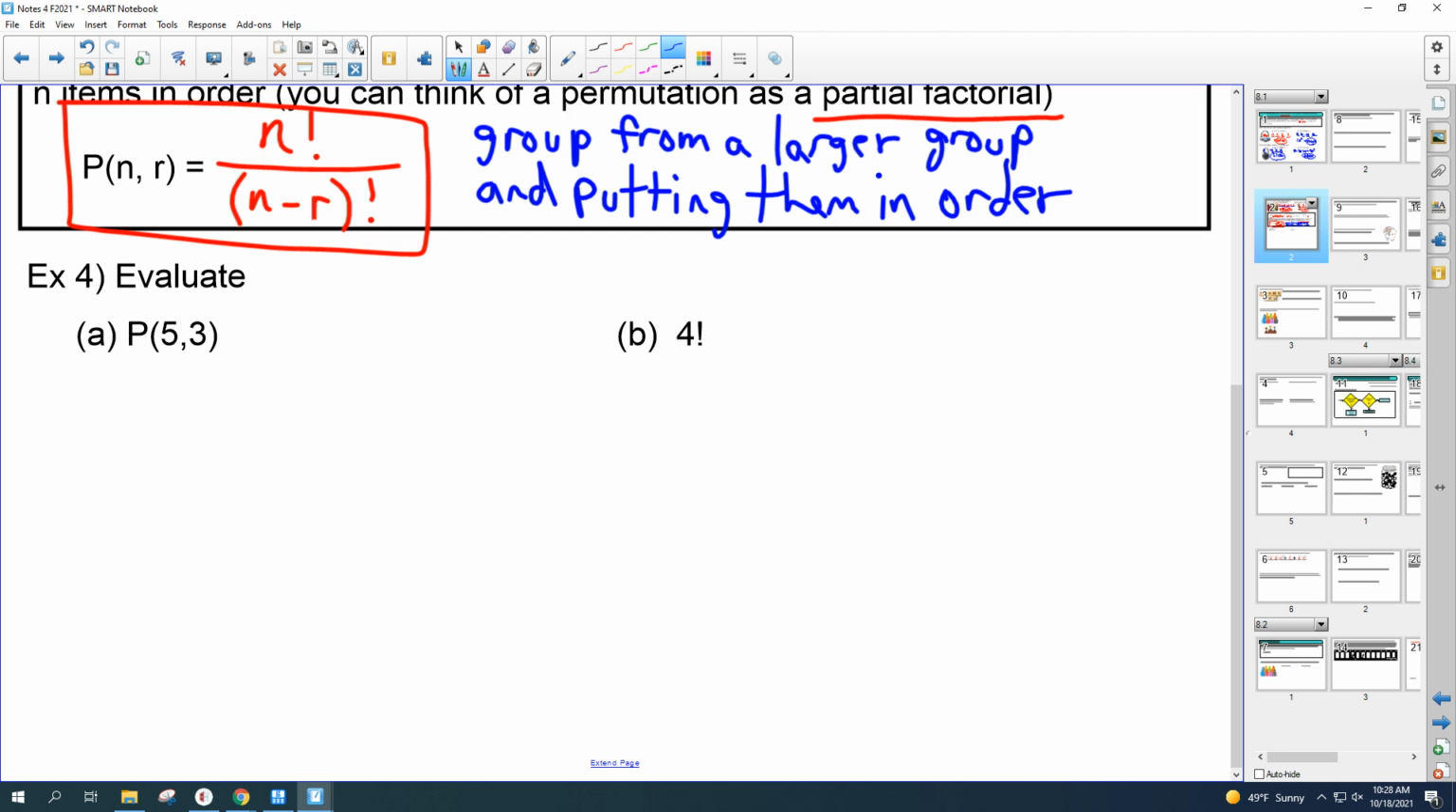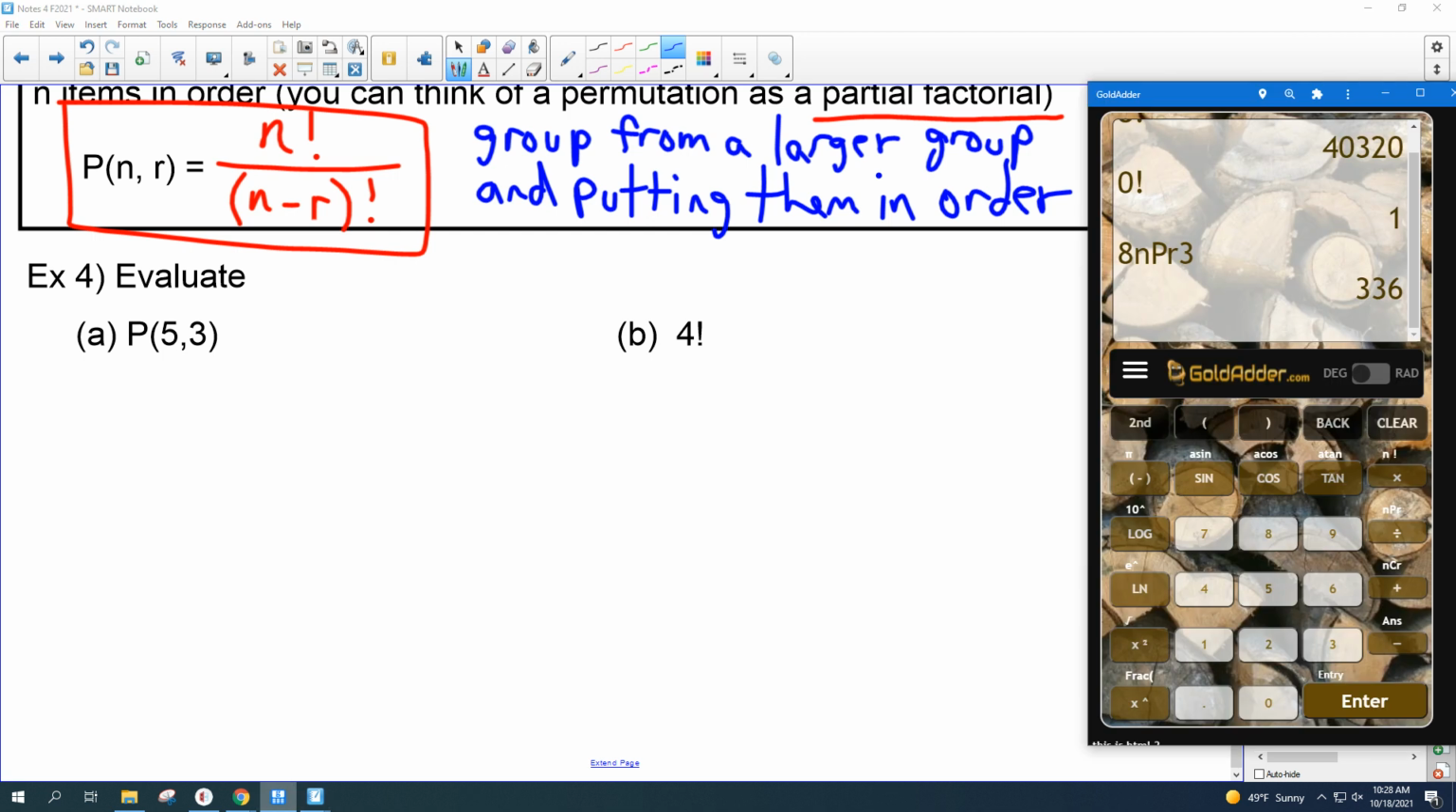So then number 4 is very straightforward. Evaluate P(5,3) and 4 factorial. 5 nPr 3 is 60, and 4 factorial is 24. Now technically you should be able to do both of those by hand and without a calculator, but I'm using a calculator on that pretty much always.